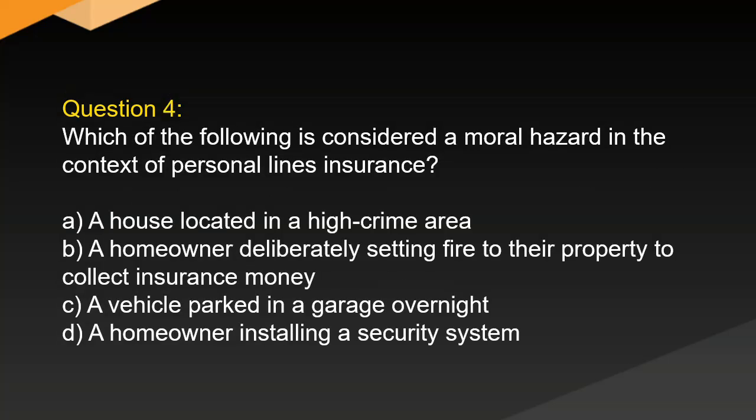Question 4. Which of the following is considered a moral hazard in the context of personal lines insurance? A. A house located in a high-crime area. B. A homeowner deliberately setting fire to their property to collect insurance money. C. A vehicle parked in a garage overnight. D. A homeowner installing a security system.